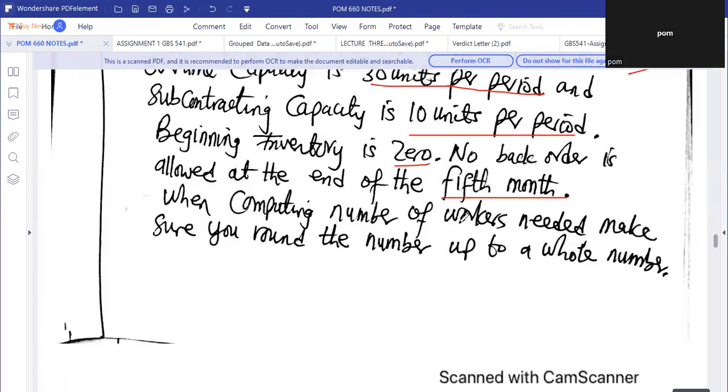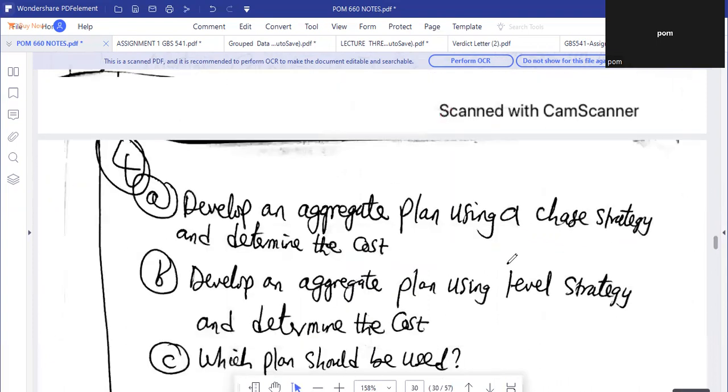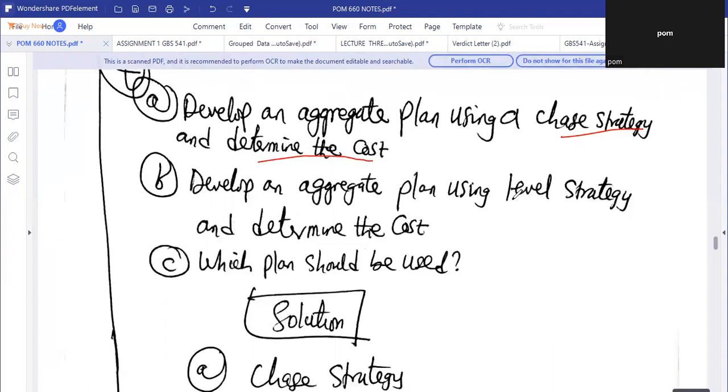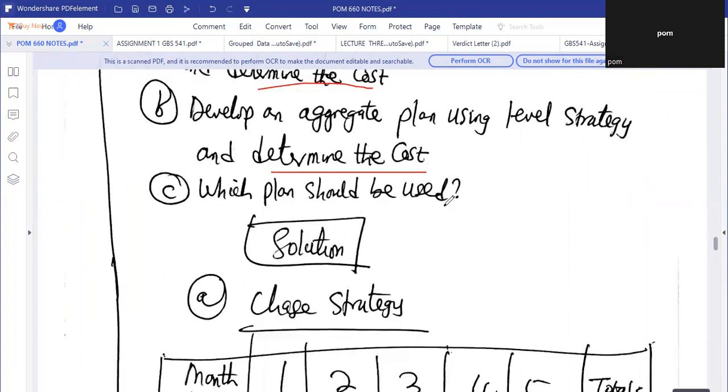When computing the number of workers needed, make sure you round the number up to the whole number, meaning even if it's 12.04, it's supposed to be 13. So round up. Develop an aggregate plan using a chase strategy and determine the cost. Develop an aggregate plan using a level strategy and determine the cost. Which plan should be used?